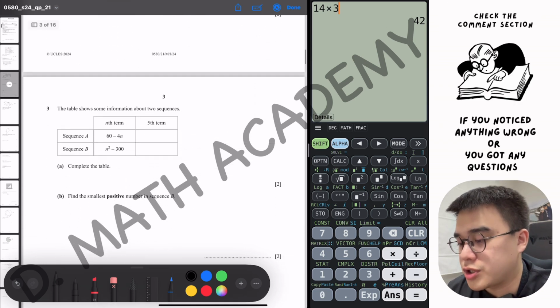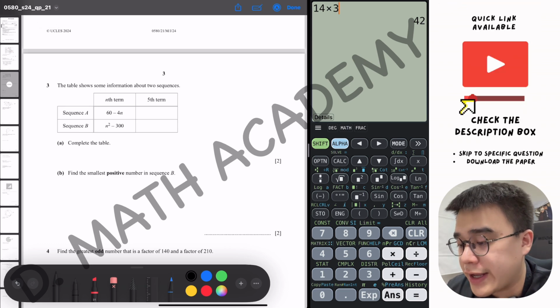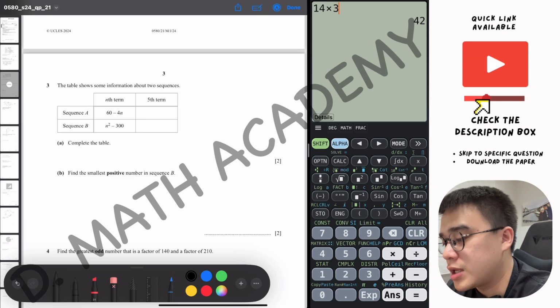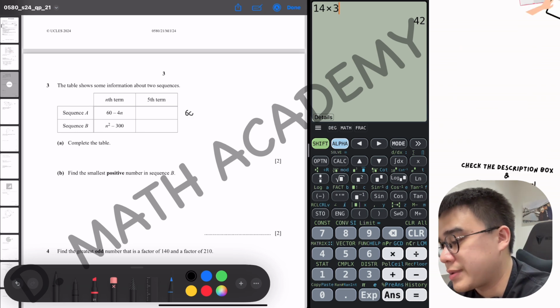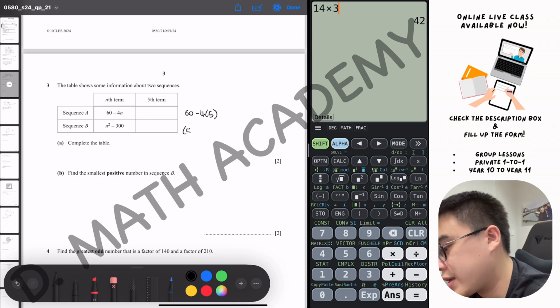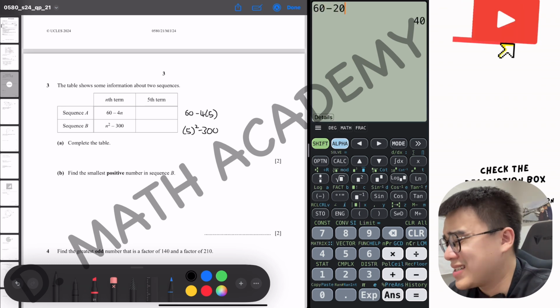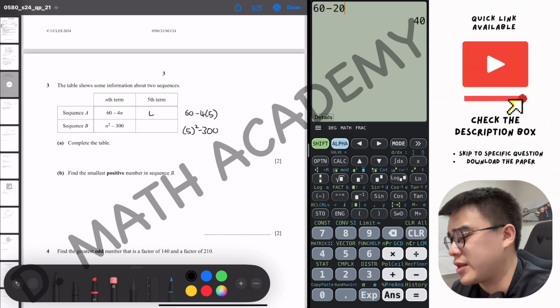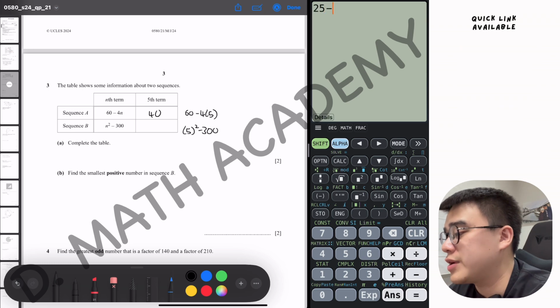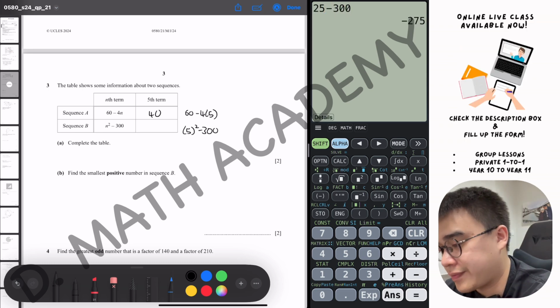Moving on to question 3, complete the table. They want us to find the 5th term. To find the answer, you basically have to multiply it by 5. Here the same thing, and you should be able to get the answer. 60 minus 20, you get 40 here, and then 25 minus 300 is negative 275.